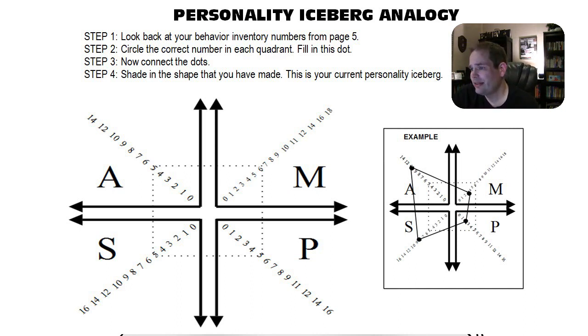And then let's say you had 6 tally marks next to M. Well, you would put a dot on 6 next to M, and then same thing for P and S. And then connect the dots. Okay, and you end up with what's called your personality iceberg.